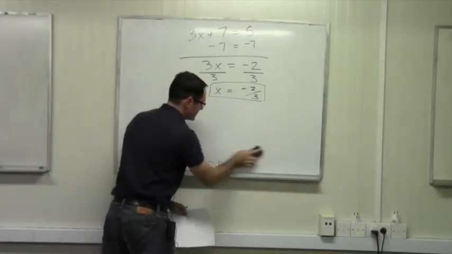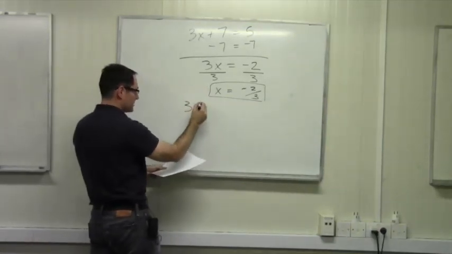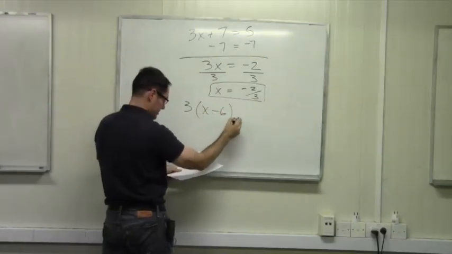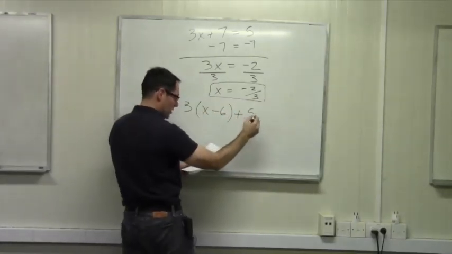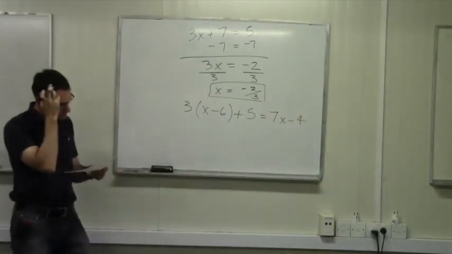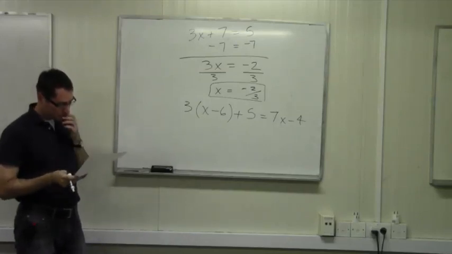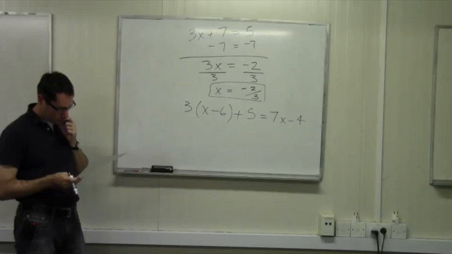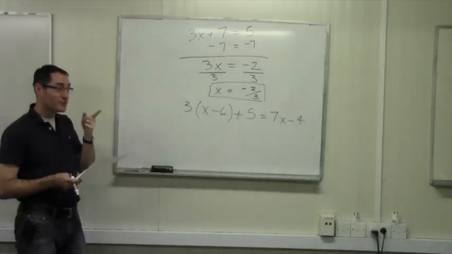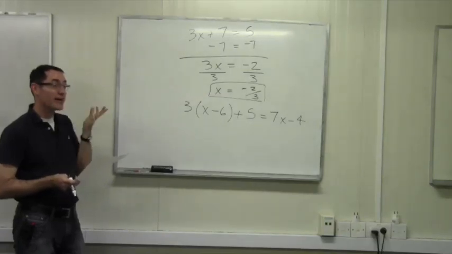Let's look at this one. How about 3 times in parentheses x minus 6 plus 5, it gets a little harder here, equals 7x minus 4. I know I'm going to have to wrap around to the top of the board on this one. Maybe. Does your program do that? Great. Well, it's a good way to check anyway.